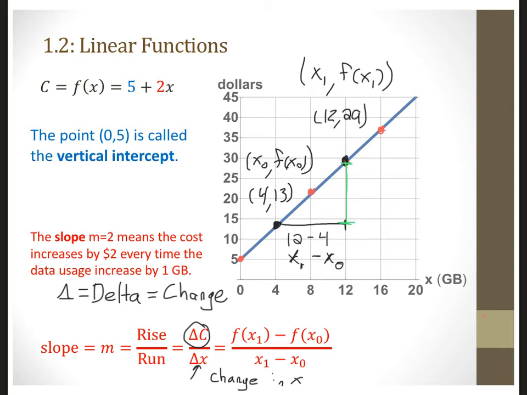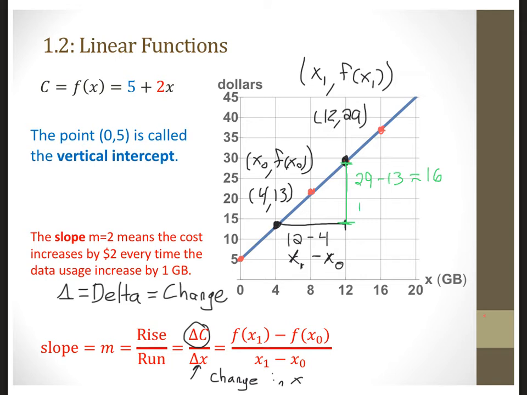So here the rise is going to be how much did the cost change. So the change in the cost would be, well, we started with a cost of $13, and when we increased to 12 gigabytes, the cost went up to $29. So altogether, if we go from $13 to $29, that's an increase in the cost of $16.